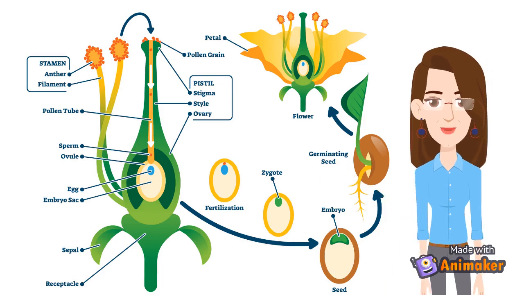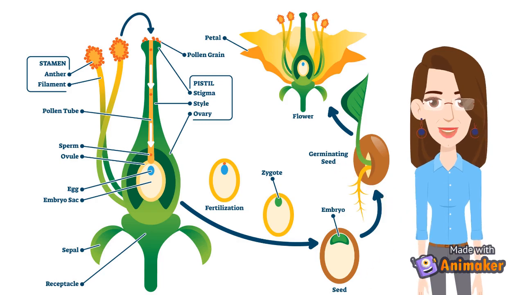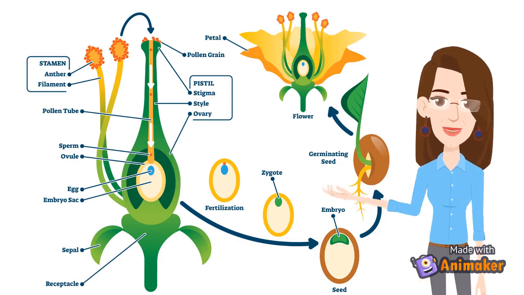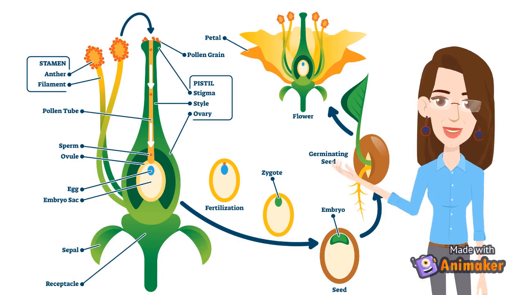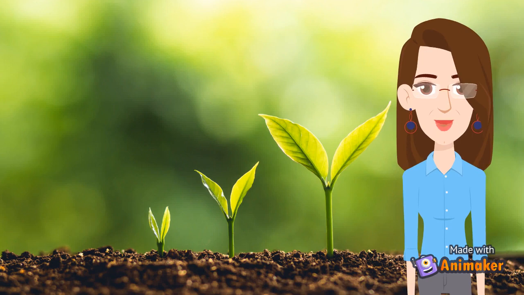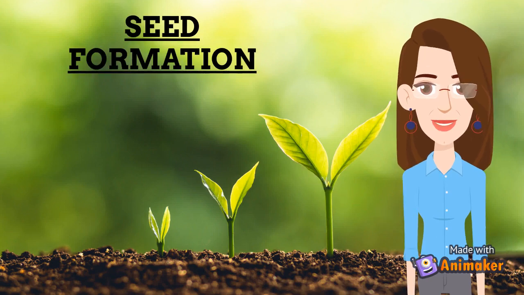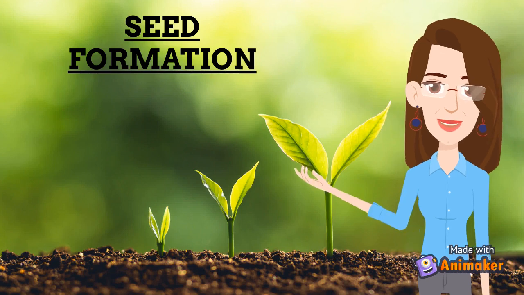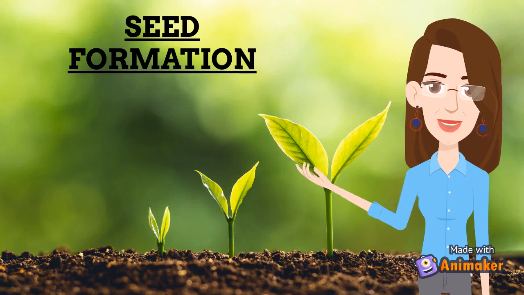Now, after the process of fertilization, seed formation and fruit formation takes place. Now, let us study about that also. Now, after fertilization, the petals, sepal and stamens fall off. The stigma and the style also wither away. The ovary containing ovule, each with a fertilized egg, that is the zygote, continues to grow.